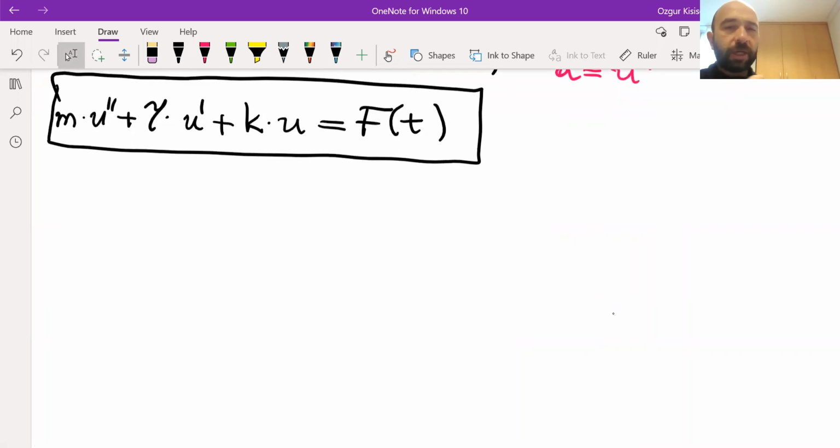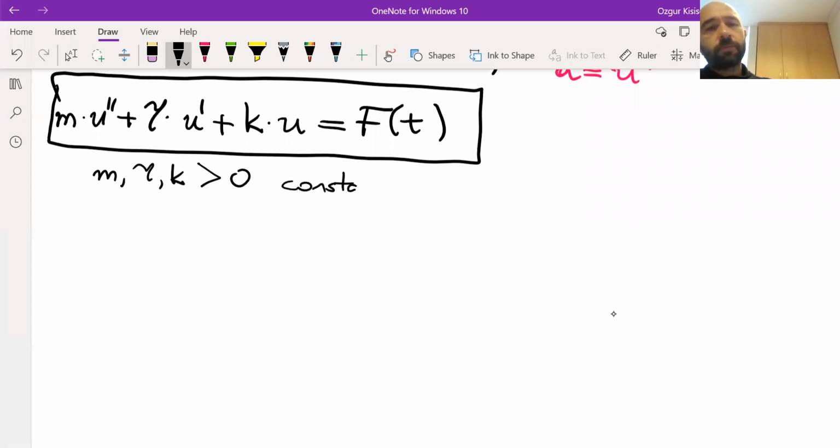Now, let's look at this equation a little bit more closely. So m, gamma, and k are positive constants. Maybe I should also note that gamma equals 0, the no damping case, is also possible.